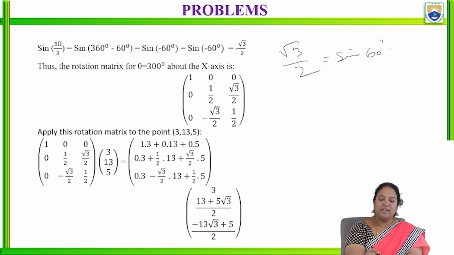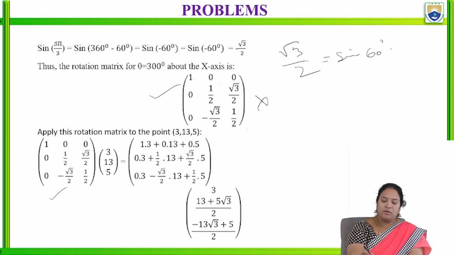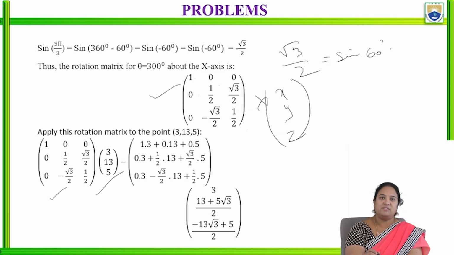Now when we are writing that in terms of matrix, what will we be getting? 1, 0, 0, 0, 1 by 2, root 3 by 2, 0, minus root 3 by 2 and 1 by 2. Now the same we have written here into x, y and z, because we already have these vectors, right? The rotation matrix into x, y and z.